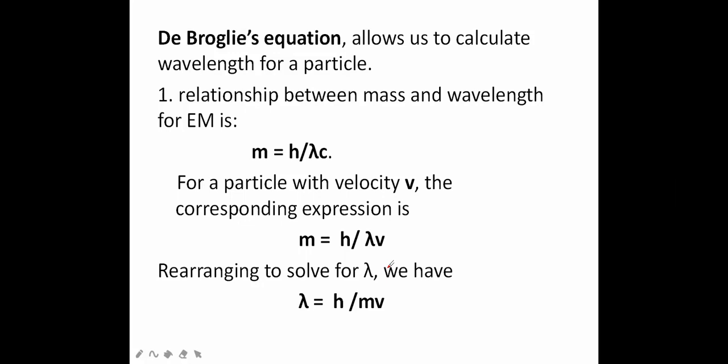So since it has its own velocity, we use v. h is equal to the wavelength times the velocity of that particle. Again, I'll repeat.